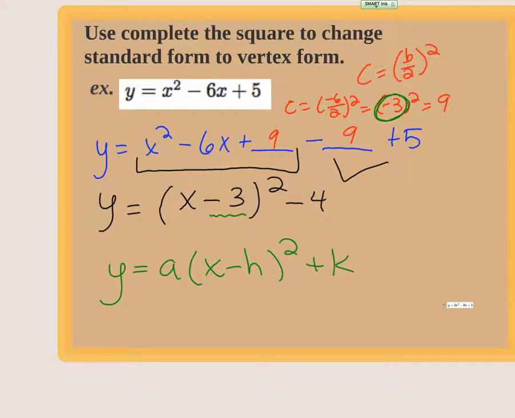So we are going to do one that does not have a 1 right here. We're going to do one that's a little bit harder to see what that looks like on the next one. Gotta complete the square. It's fun.